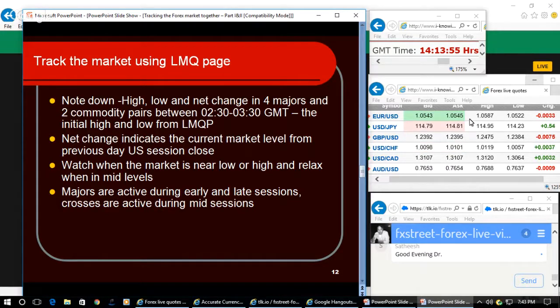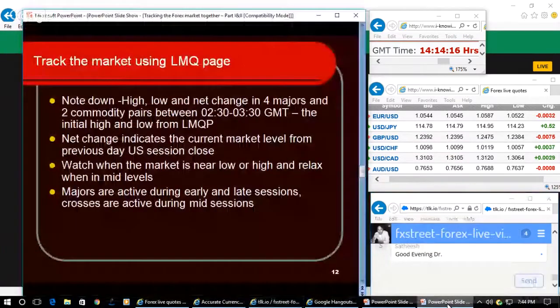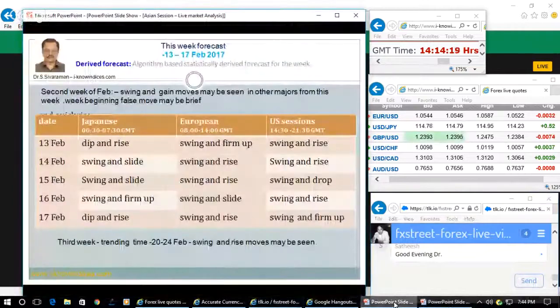Instead, if you read the intentions of the players, what they are trying to do from time to time, then accordingly we can plan our trade and successfully earn money from the market. So for that, what we do is we note down the initial lows and the highs around 3:30 GMT. So this is the forecast sheet.